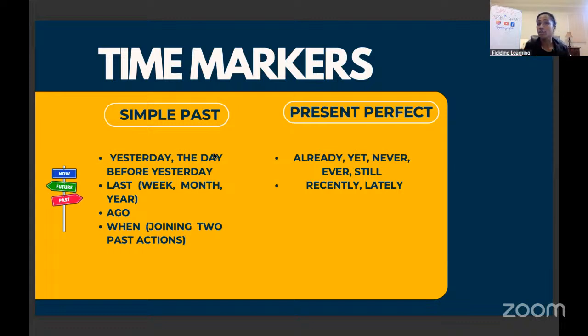And for the present perfect, first of all, there's no specific time marker. But however, you can use already, yet, never, ever, still, recently, lately. So you can use these time markers on your present perfect phrases.